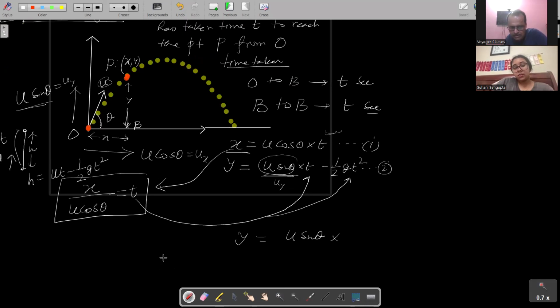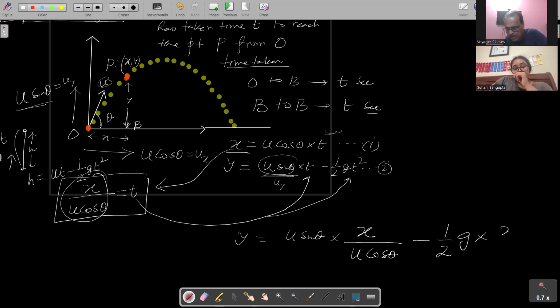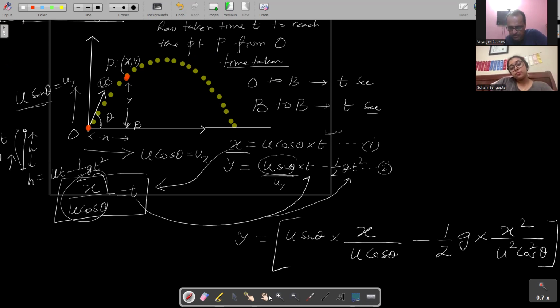Now check what is the value of t. t = x by u cos theta. Then it comes down to half into g into t square, that means x square by u square cos square theta. So this is the way you get the equation.